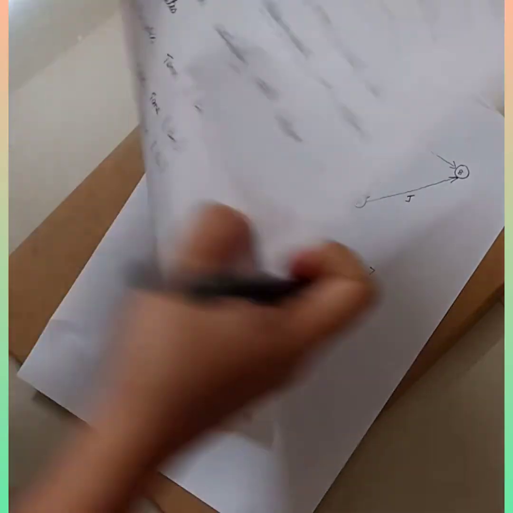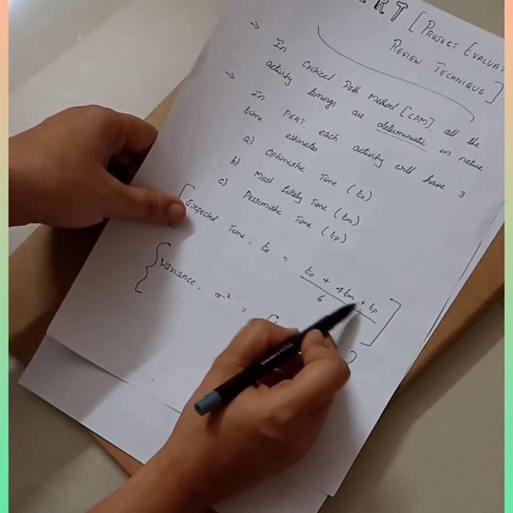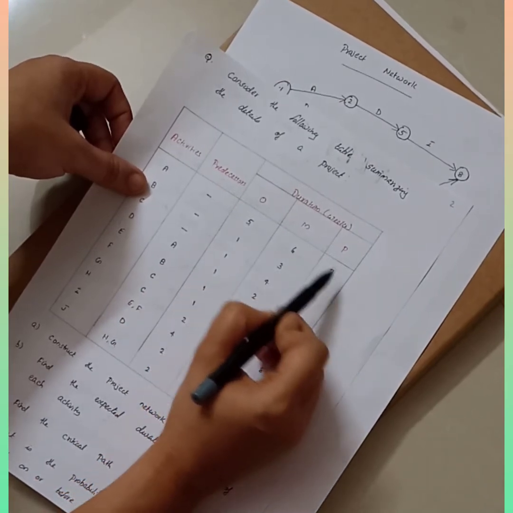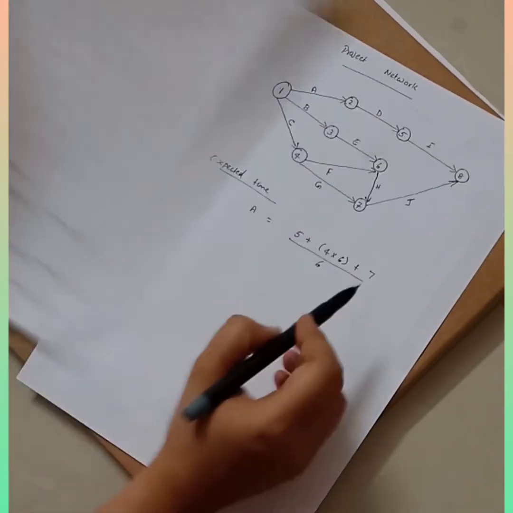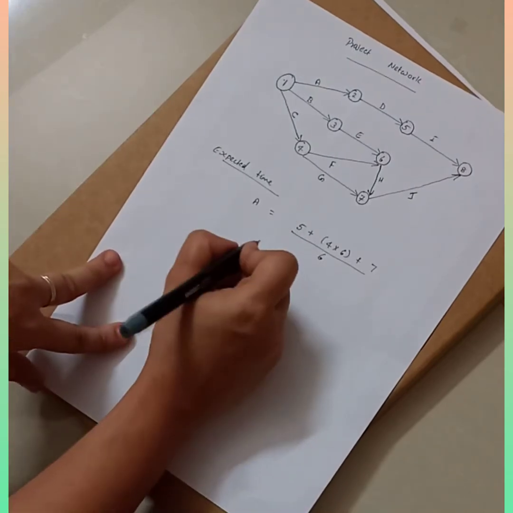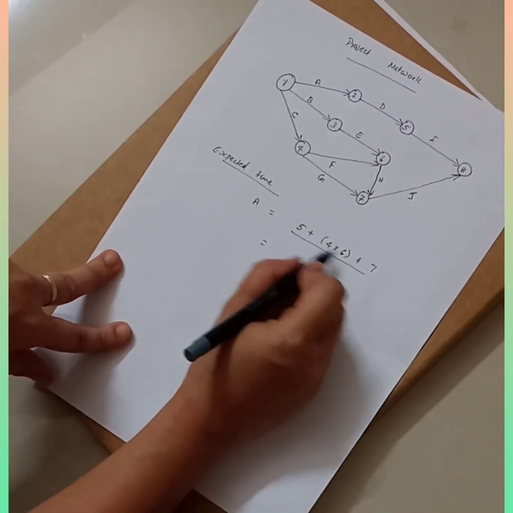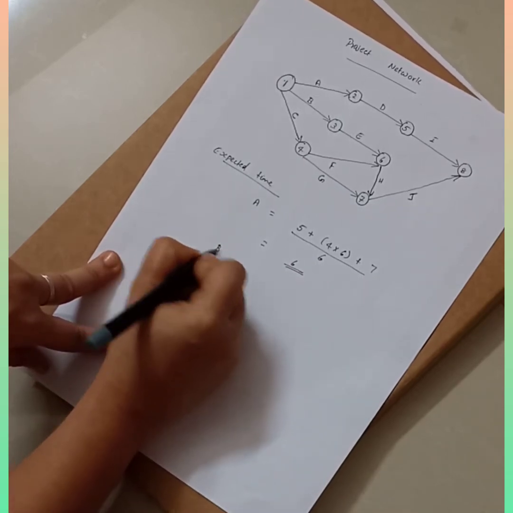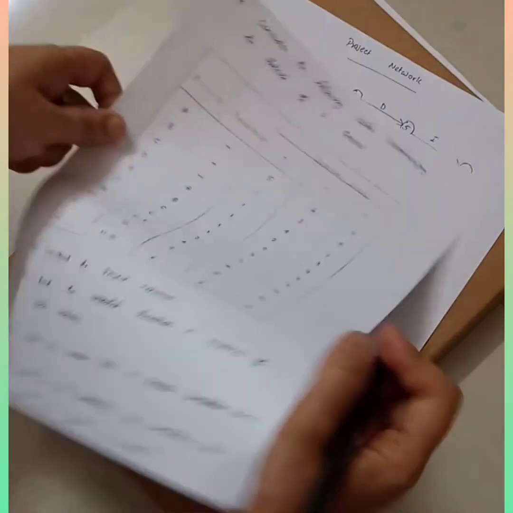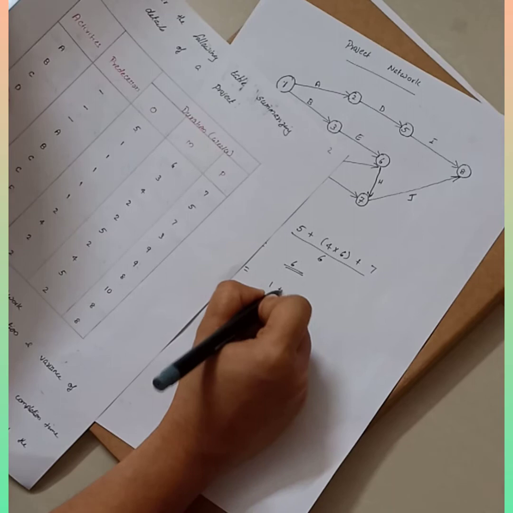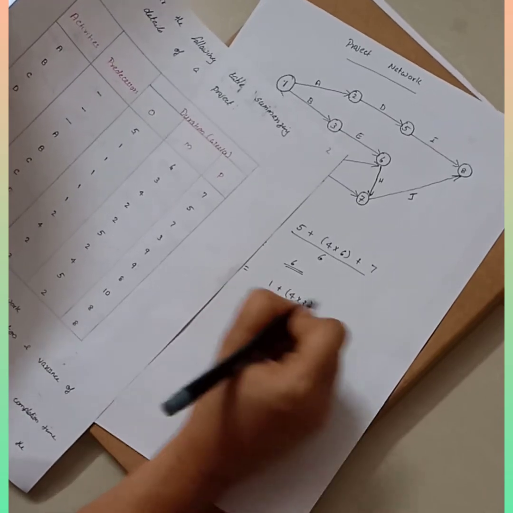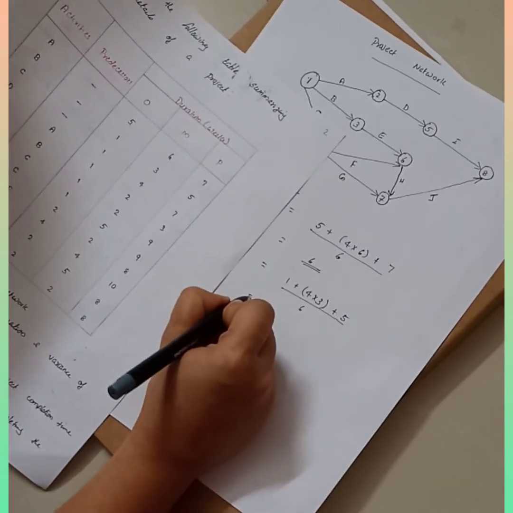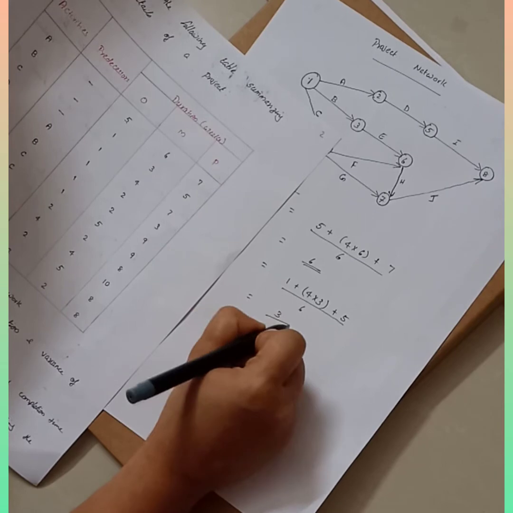Yes or no? This is the formula: TO plus 4 times TM plus TP, divided by 6. So for A, 5 plus 4 into 6 plus 7, divided by 6, you will get the answer as 6. Now for B, the second activity: 1 plus 4 into 3 plus 5, divided by 6. So you will get the answer as 3.